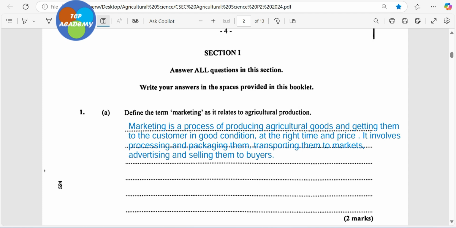All right, we want to define the term marketing as it relates to agriculture production. Now, marketing is a process of producing agricultural goods and getting them to the customer in good condition at the right time and price. It involves processing and packaging, then transporting them to the market, advertising and selling them to the buyers. And that is for 2 marks.